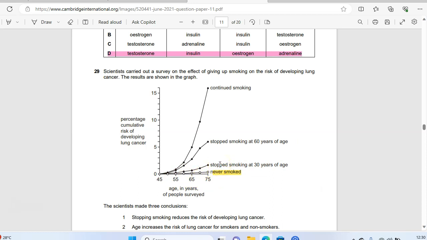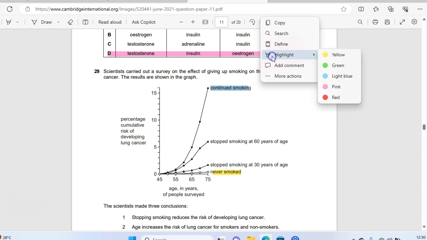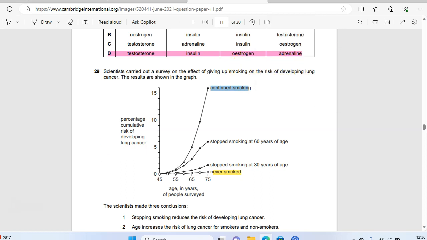They stopped smoking at 30 years of age, and then they stopped smoking at 60 years of age. You can see. And those who continued smoking, their risk of developing lung cancer is much higher. Scientists made three conclusions.